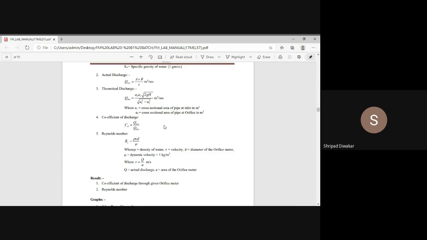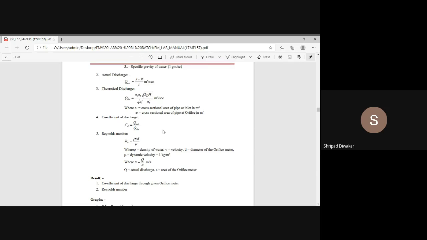So because of its construction, losses will be more, hence we will get a lower coefficient of discharge in the orifice meter as compared to the venturi meter. The coefficient of discharge for the orifice meter varies from 0.6 to 0.7. On the other hand, we'll get accurate readings in the venturi meter, and it gives 0.9 to 0.98 theoretically, but experimentally you get a lower value. So the coefficient of discharge for the orifice meter is less than that of the venturi meter.